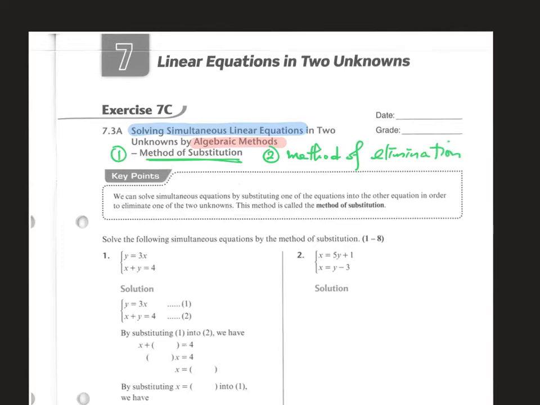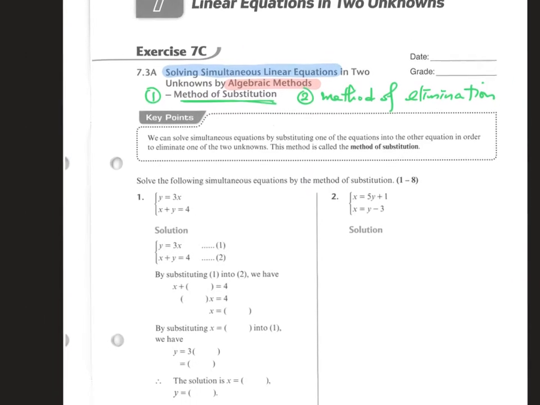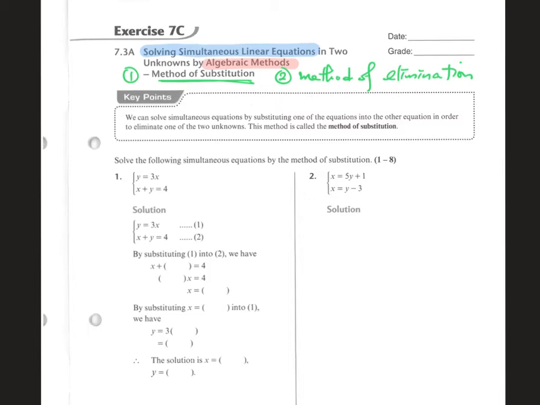Elimination means it's like take away, to remove something. And substitution, you know the word substitution already. So now let's take a look at number 1, and recall how you are going to use substitution to do so.